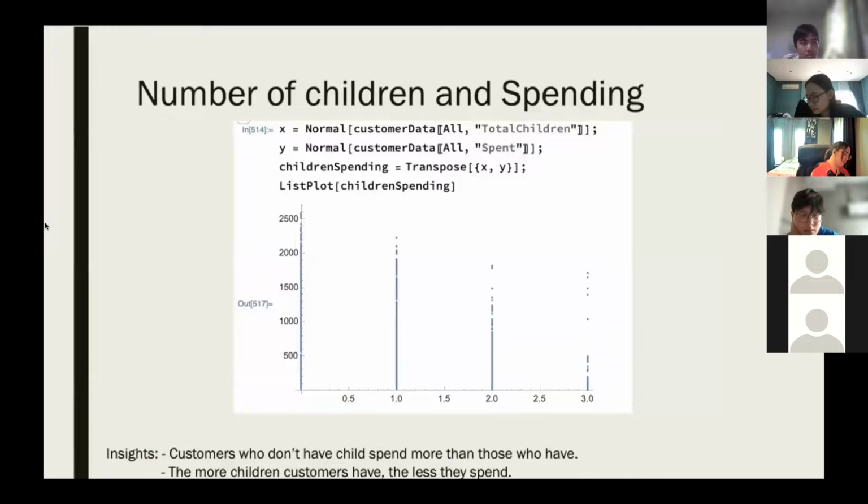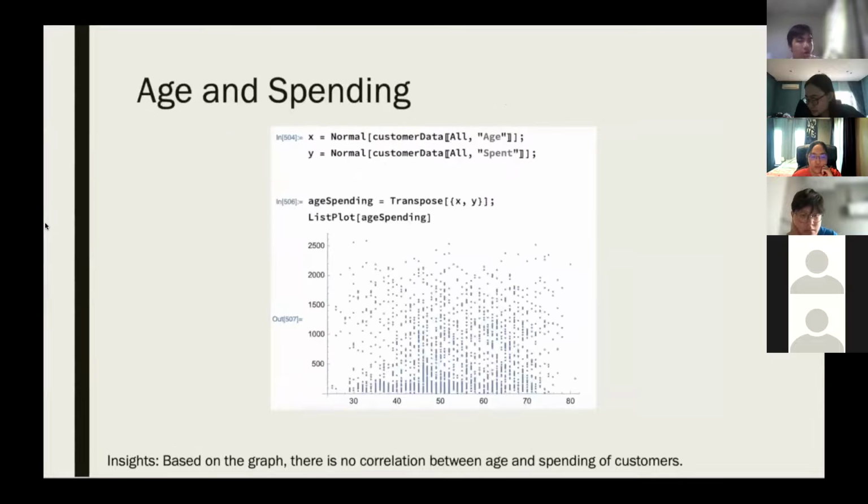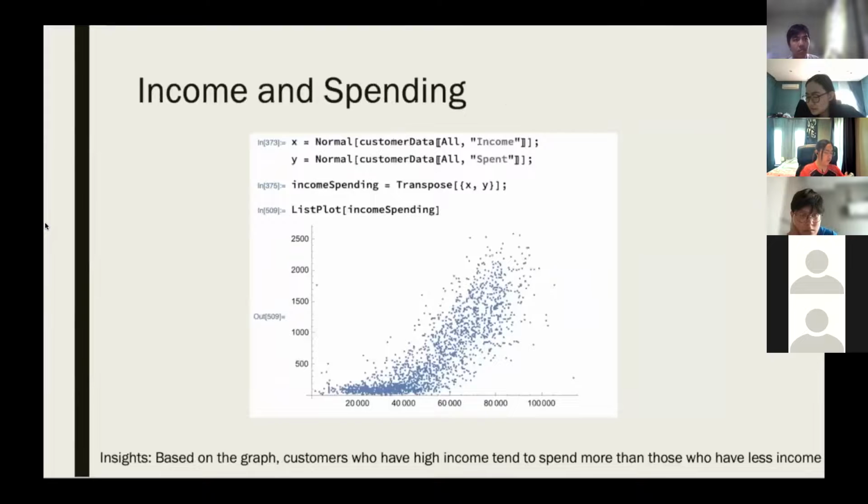After comparing children and spending, we can see that customers who don't have a child spend more than those who have, and the more children customers have, the less they spend. For age and spending, there is actually no correlation. But for income and spending, we can see that the graph is linear, which means customers who have high income tend to spend more than those who have less income.